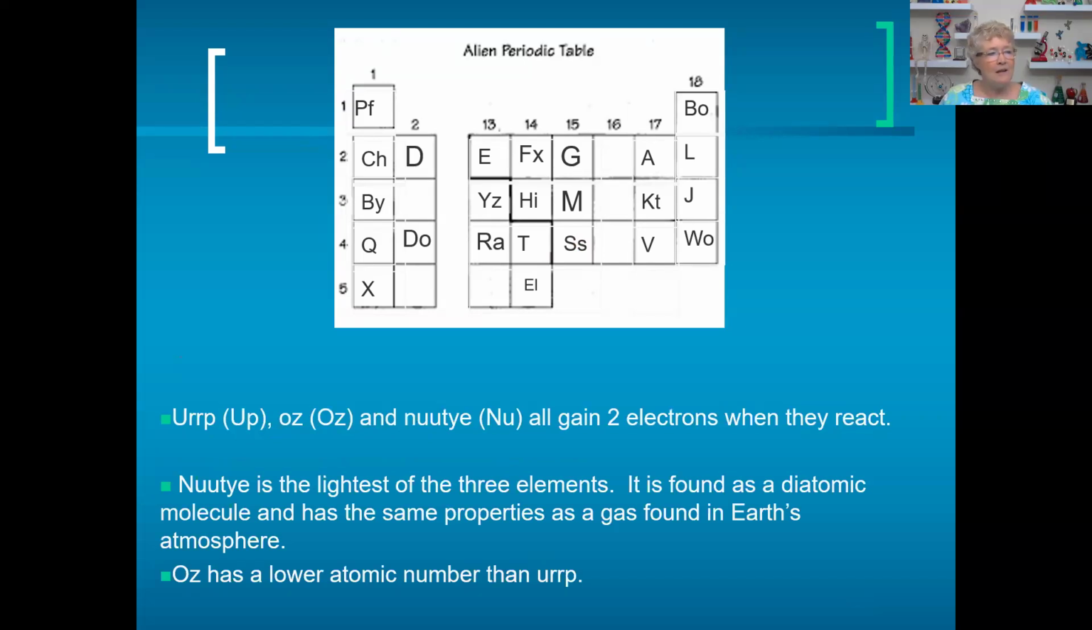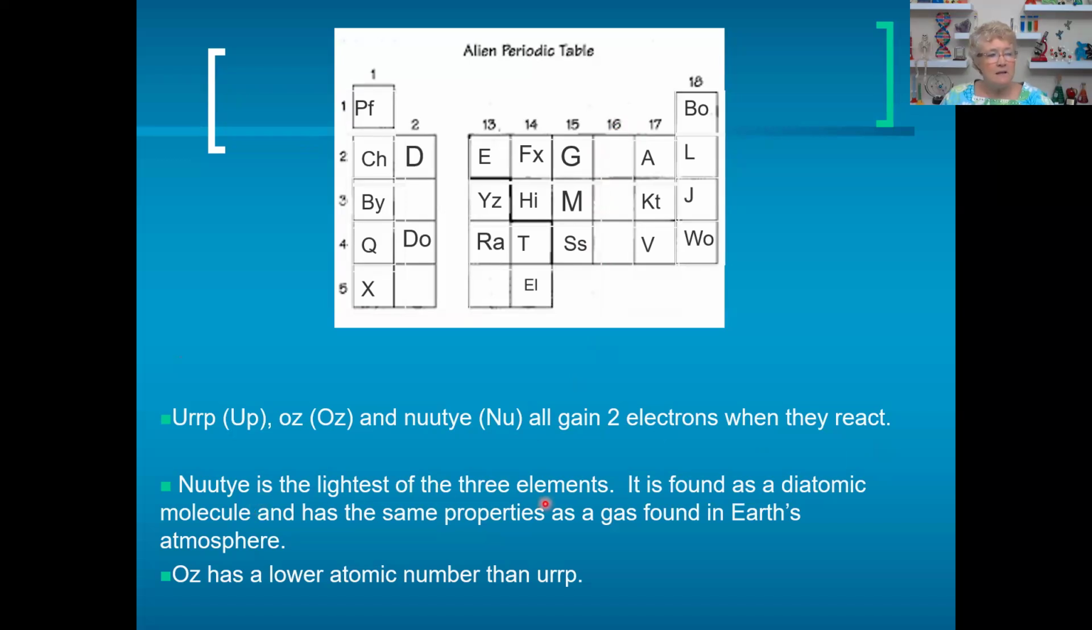Earp, Oz, and Nuyut all gain 2 electrons when they react. So since they gain 2, where are they going to go? On the right or the left? They want to gain 2 in order to be happy, in order to have 8. Since they were going to gain 2, they're actually going to go on the right. They're going to go over on this side over here. Remember, these have 8, these have 7, so they gain 1. These have 6, so they need to gain 2. All right, so they are in group or family 16, right? So all of these are going to be right there.